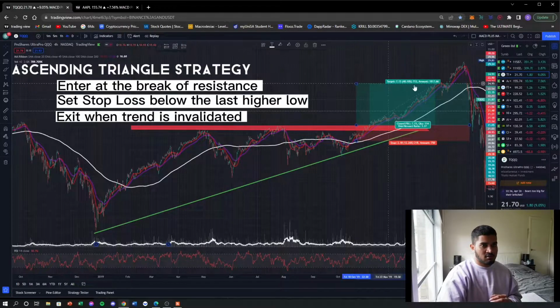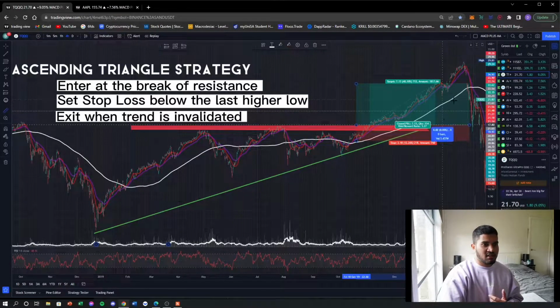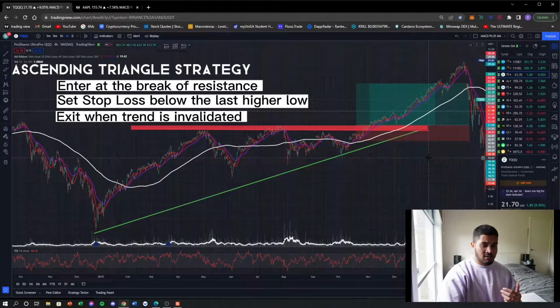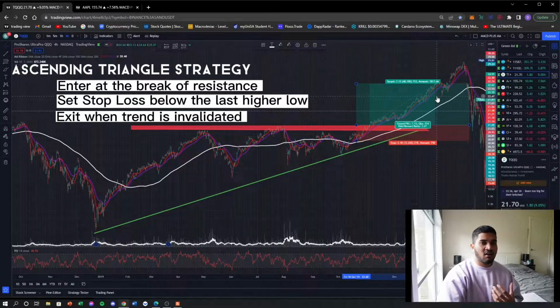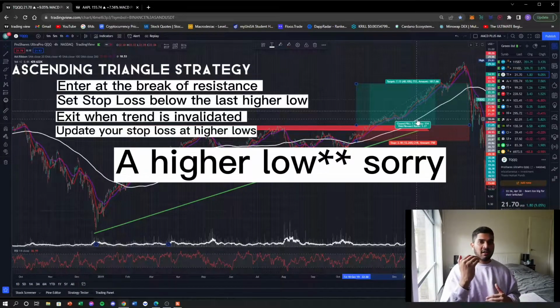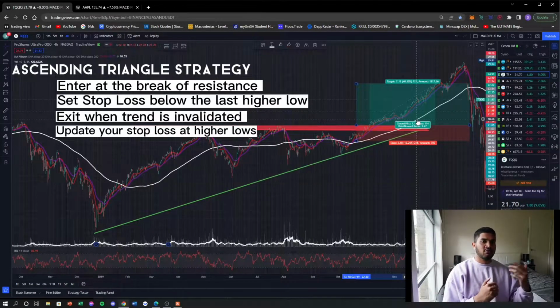So I'll just draw that. It just stops here, but this is actually where we get out as well. So right here. So in this trade, what I would have done is I would have made 39%. And also at the same time, we have to make sure that we update our stop loss. So every time it makes a lower high, that's where I put in my new stop loss. So I have to make sure that it basically keeps up with the trend.